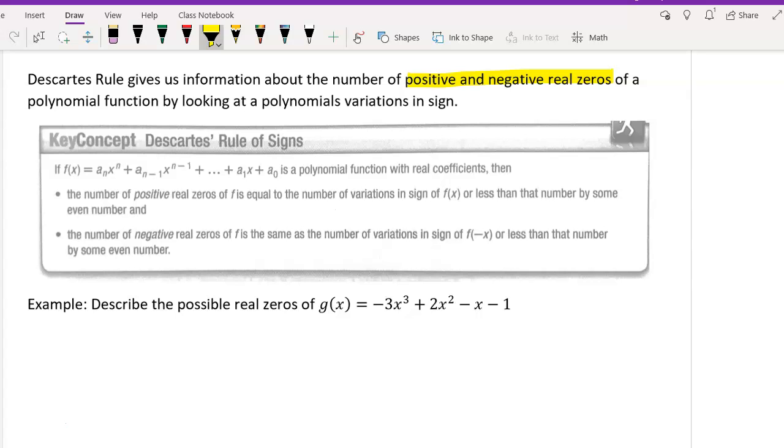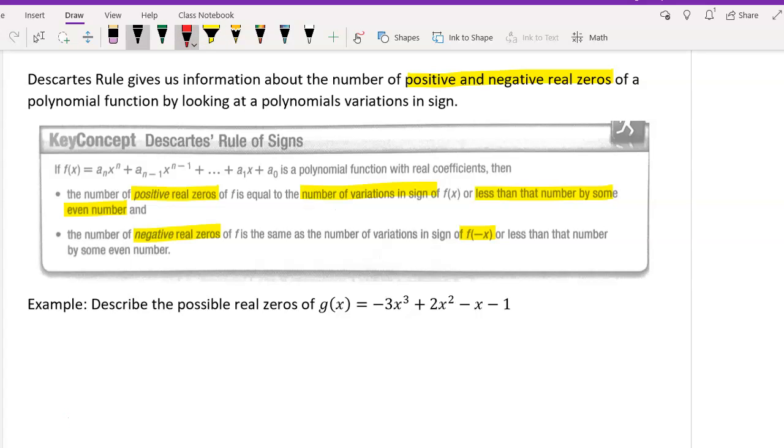So here we have our polynomial function with our real coefficients. It says the number of positive real zeros of f is equal to the number of variations in the signs, or less than that number by some even number. So less an even number. And then the negative real zeros is if when we substitute negative x into our function, we have the number of variations, or less than an even number. So what in the world does that even mean?